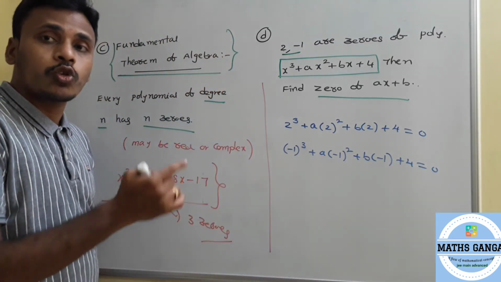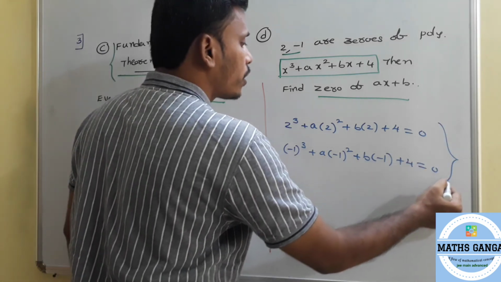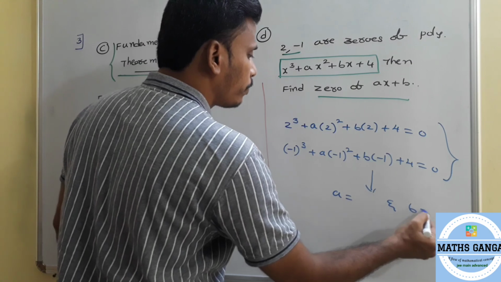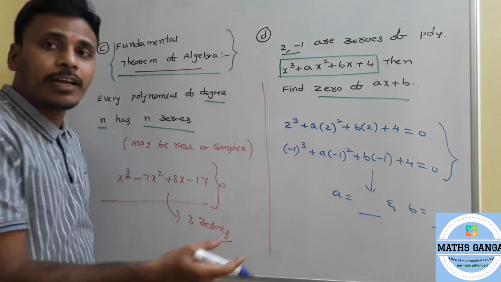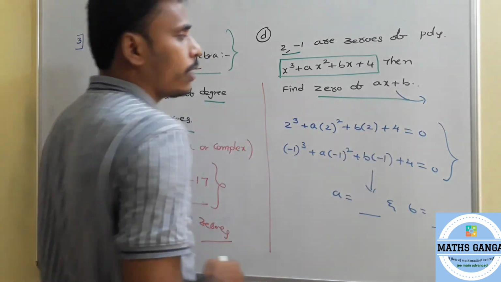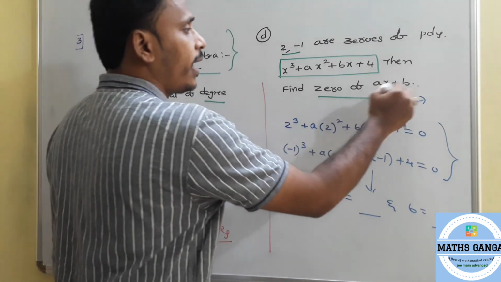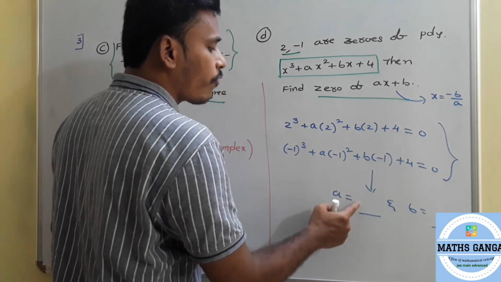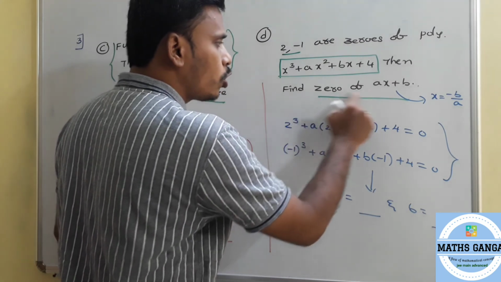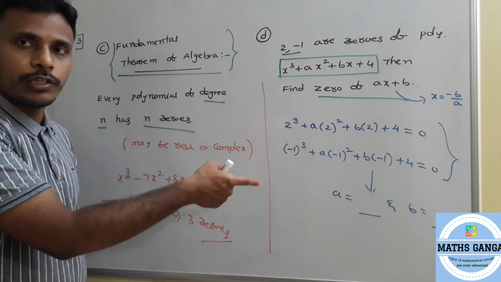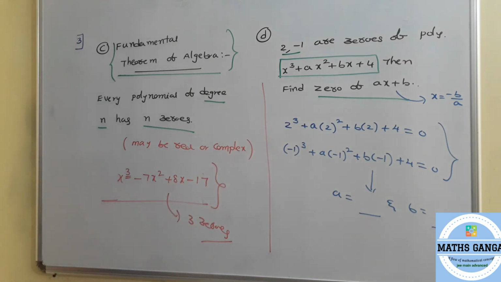Because minus 1 is also a zero. At the end we have 2 equations. Solve these two to get the values of a and b, right? After having a and b, it is easy to announce the zero. Basically, what is the zero of ax plus b? If ax plus b is 0, x is equal to minus b by a. After finding this a and b, zero of this ax plus b is minus b by a. That's your answer. Okay? You just do it. Right? Have a look. So this is the first class on polynomials.